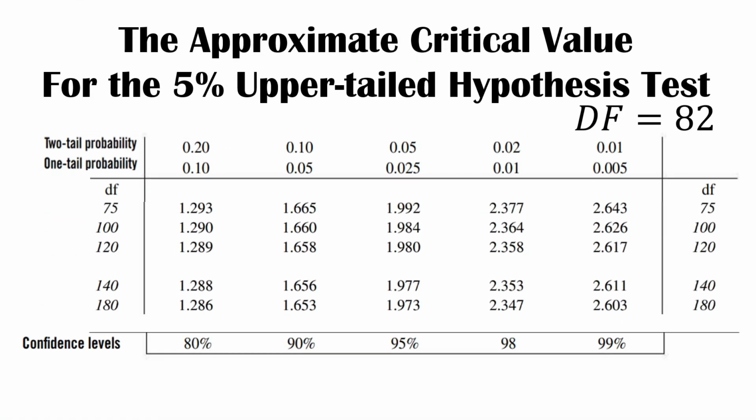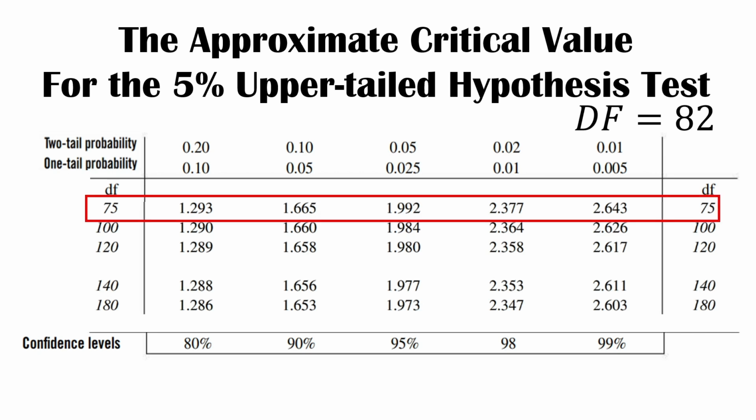And just to be sure, how did I get that critical value? We're looking at 82 degrees of freedom. The best we can approximate is 75. We want to put 5% into the upper tail. So we're looking at the one tail probability, 5%, critical value 1.665.